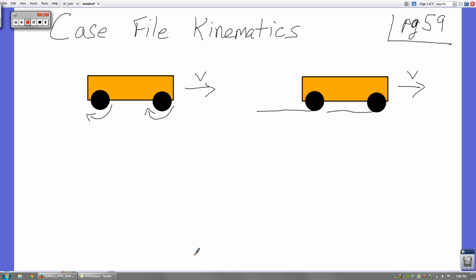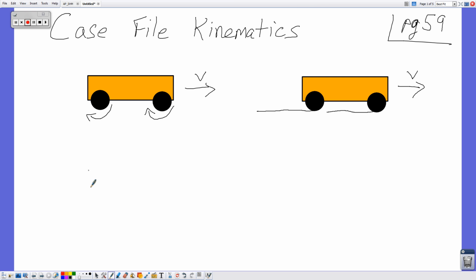So, as you're working on your case files, you've probably realized, I don't remember how to do some of this stuff because it's been so long. Well, that's normal. You're going to need to use a lot of your friction equations, and then a lot of your constant acceleration equations, which is what we started the last semester with. So it's been a very long time for some of this stuff. So I have a little review for you.